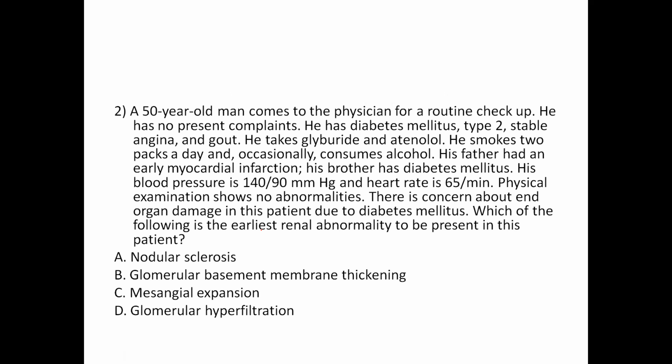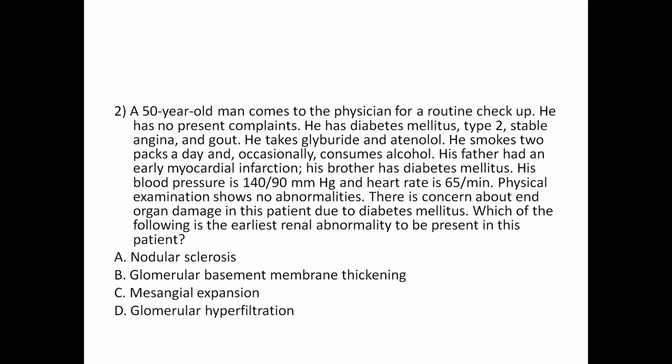The second question. A 50-year-old man comes to the physician for a routine checkup and has no present complaint. He has DM type 2, stable angina, and gout, and he takes glyburide and atenolol. He smokes 2 packs a day and occasionally consumes alcohol. His father had an early MI. His brother has DM. His blood pressure is 140 by 90 millimeters of mercury, and his heart rate is 65 beats per minute. Physical examination shows no abnormalities.